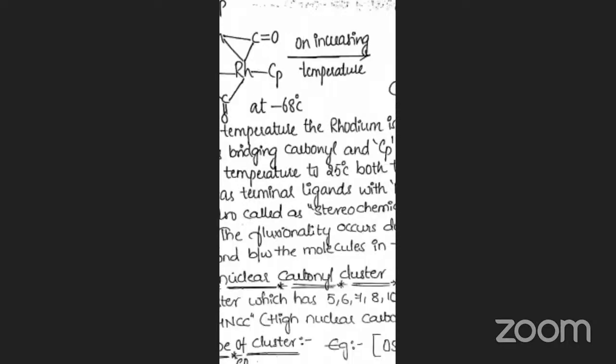So this is a clear explanation of fluxionality, in Cp3Rh3(CO)3 and Rh4(CO)12. You take any complex: depending on the temperature, the carbonyl acts in a different mode. That is called fluxionality.